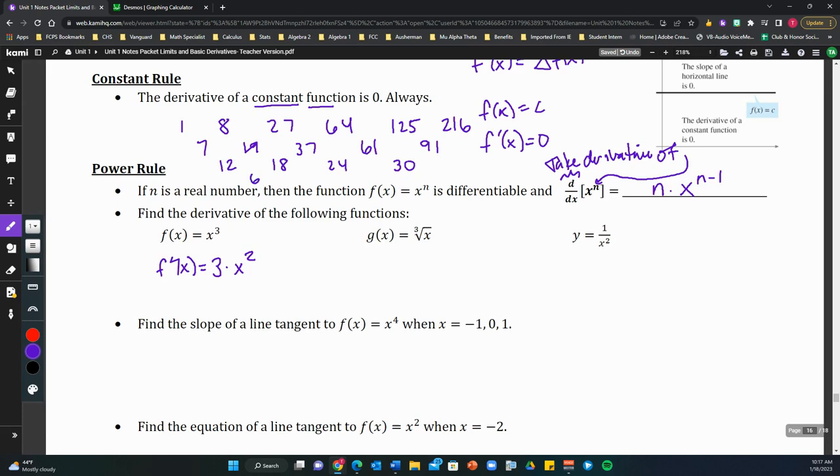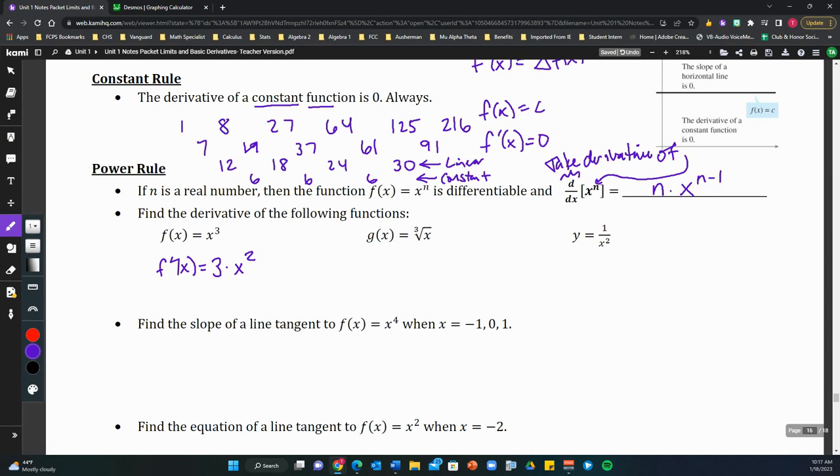12 to 18, that's a plus 6. 18 to 24, that's plus 6. 24 to 30, that's plus 6. Well, if we go back through and notice something here, this is a row of constant values. This row actually has a linear pattern because remember, linear patterns are a constant rate of change. These numbers are constantly getting bigger by 6.